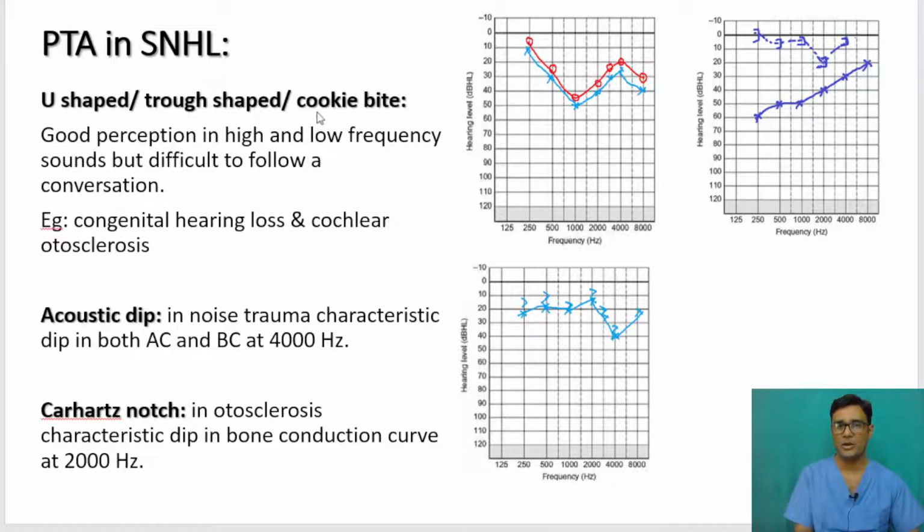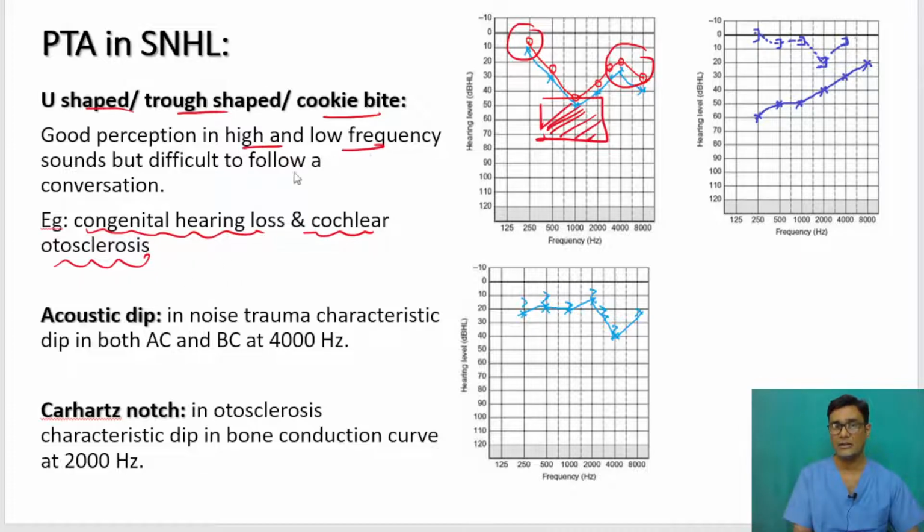U-shaped or trough-shaped or cookie bite, we call this U-shaped trough cookie bite. The low frequencies are fine, the higher frequencies are also fine, but the middle frequencies have got affected. This is seen in congenital hearing loss and cochlear otosclerosis. So this is quite rare. Both of them are very rare conditions.